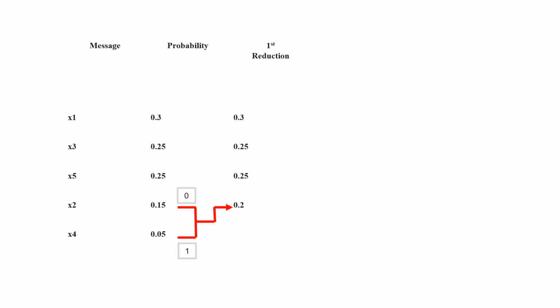As per the rule of the Huffman encoding technique, we have to place the values in descending order of probability. So in descending order, we have 0.3, 0.25, 0.25 and 0.2. In the next step, we will be combining these last two probabilities. We assign 0 here and 1 here. And when we add 0.25 and 0.2, it is 0.45.